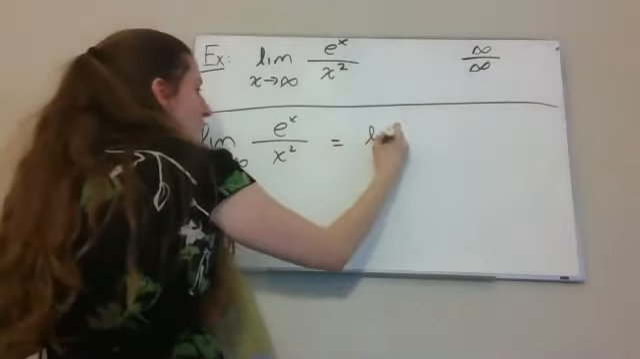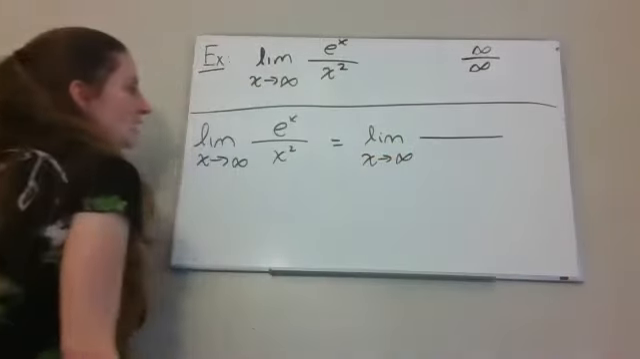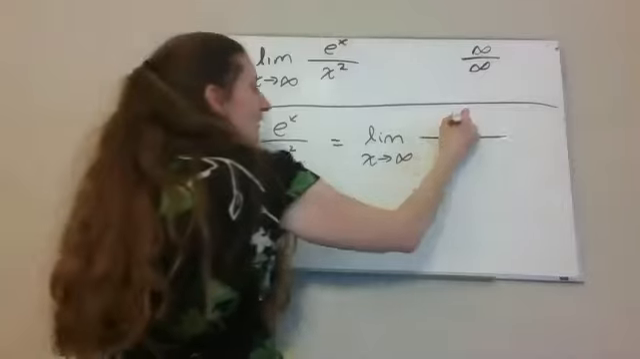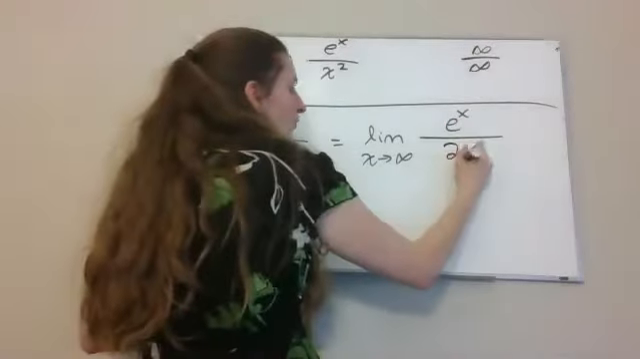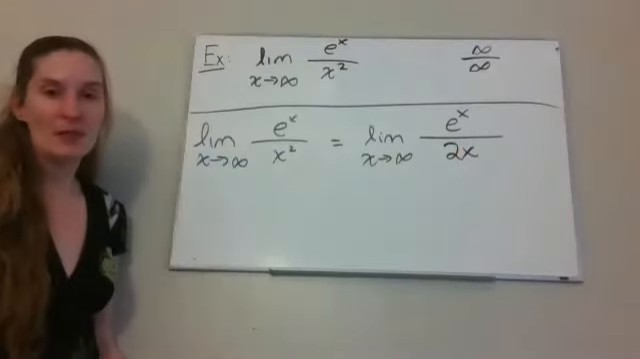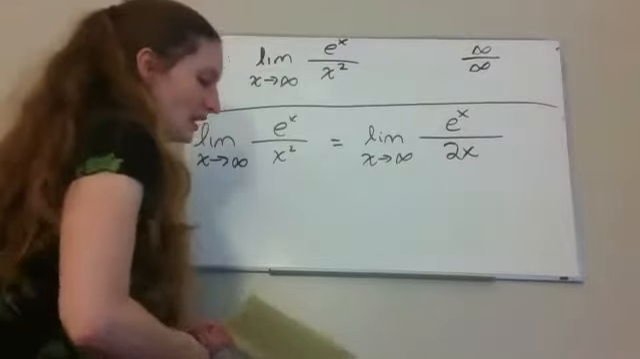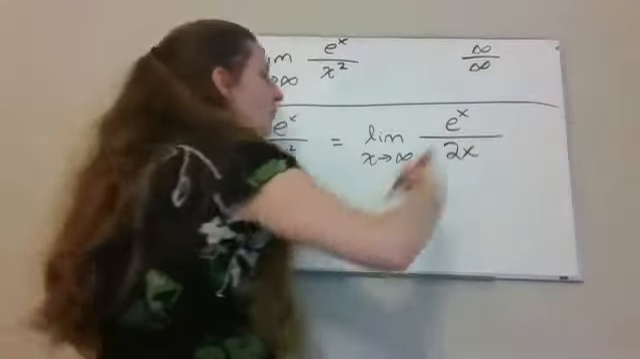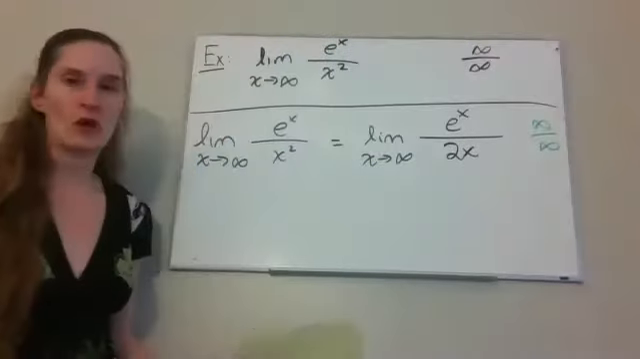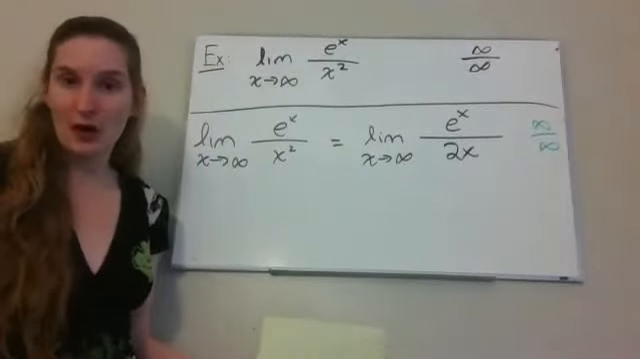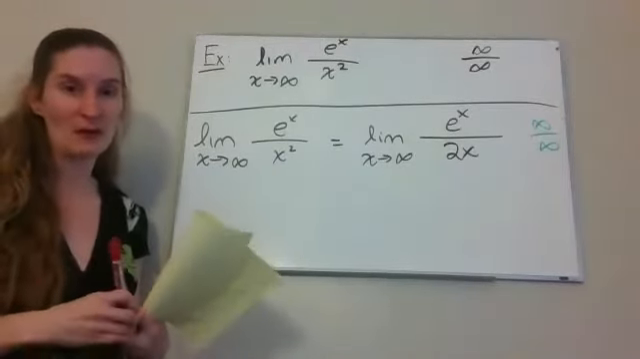I can take the derivative of the top and the derivative of the bottom. The derivative of e to the x is itself, and the derivative of x squared is 2x. And now what happens when I try to plug in infinity? Well, I would be in infinity over infinity. So what went wrong? Nothing went wrong. We just have to do it again. Sometimes you just have to use it more than one time, and that's okay.